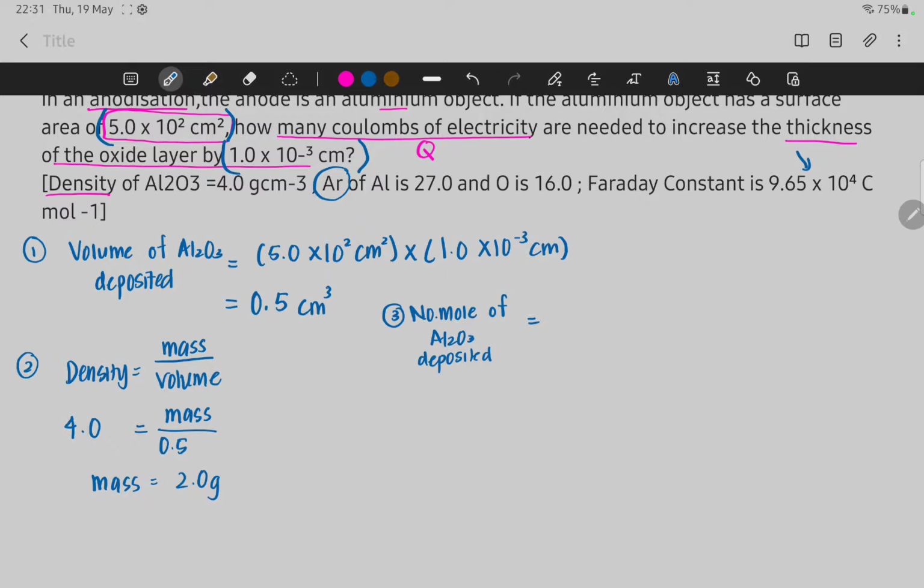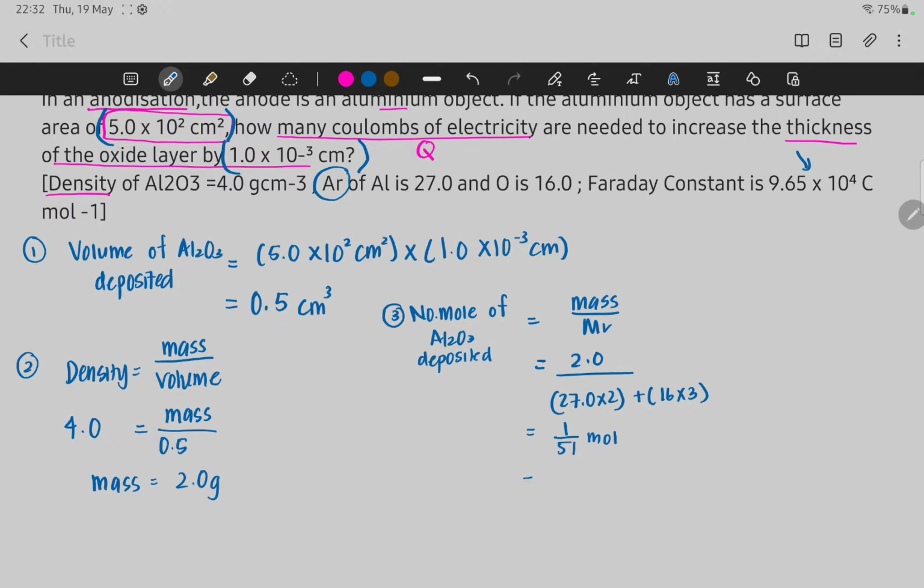So still remember or not? Mass over molar mass, which is 2.0. So the molar mass of Al2O3 is given as Al 27 times 2, plus O3, 16 times 3. So you're going to end up getting 1 over 51 mole.